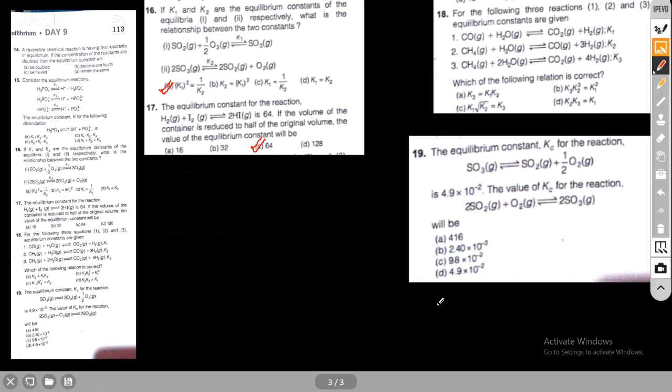Ionic equilibrium. Okay, I'll give you some questions on ionic also. Solve these two. 18th, A is correct. 19th you solve. Then I'll give you some questions of ionic equilibrium.